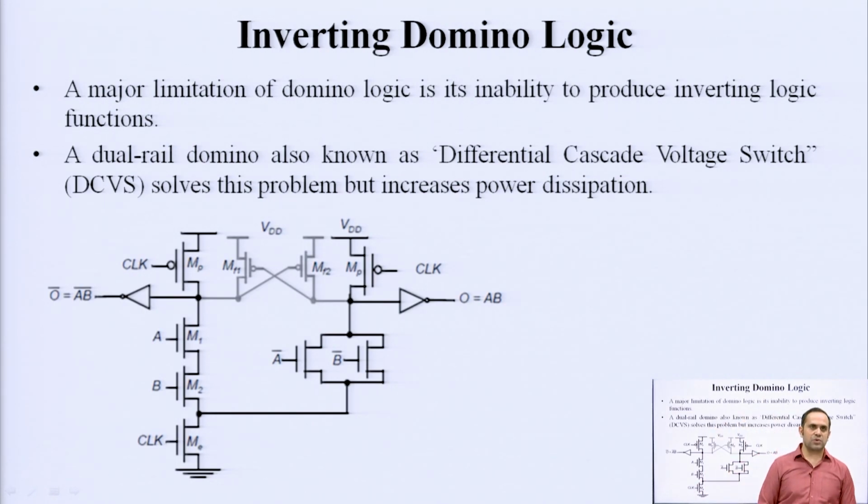How we can to some extent solve this problem is what is known as inverting domino logic. Okay. This is one circuit, this is not the only circuit which is going to solve this problem of inversion and non-inversion, but this is one of the circuits which we can look at or consider. Okay. So, as said, a major limitation is to produce inverting logic functions. What we use is a dual rail domino. What does dual rail mean?